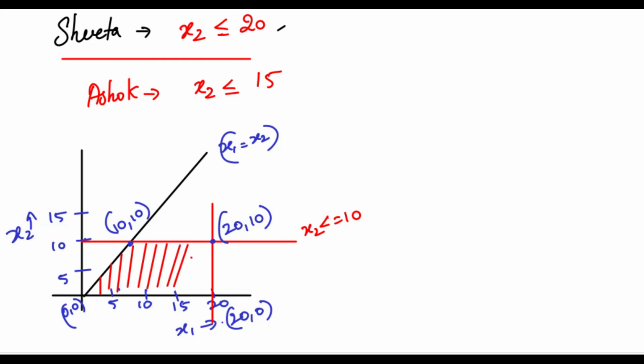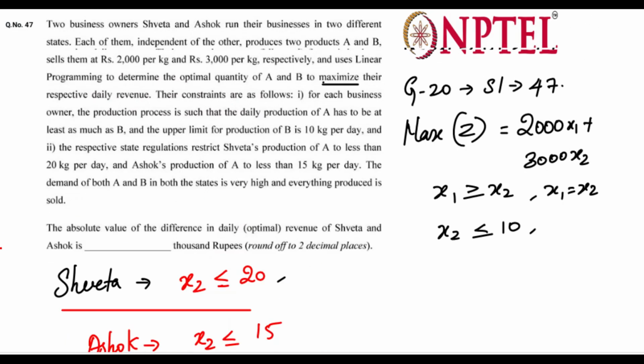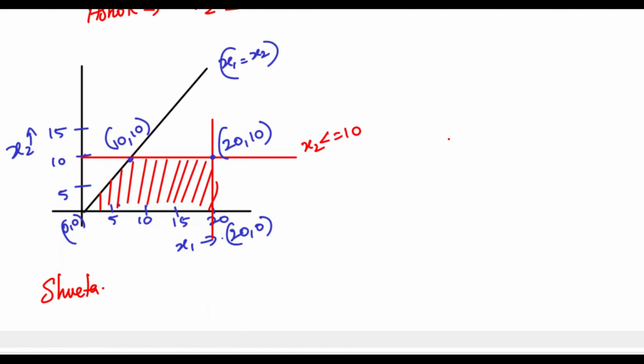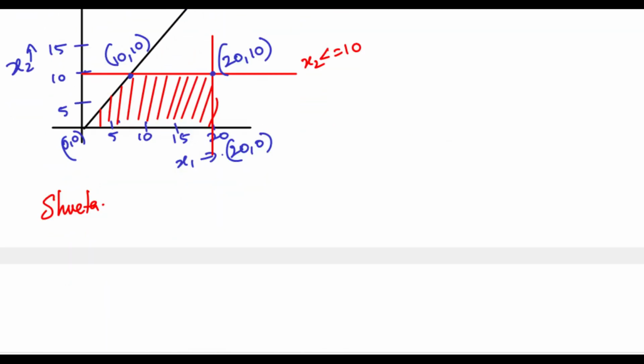So this is our feasible region. This feasible region has 4 corner points. These 4 corner points should be substituted in this maximize Z value, to find the maximum profit which they would get when they use these quantities. So first, for Shweta, the feasible region.